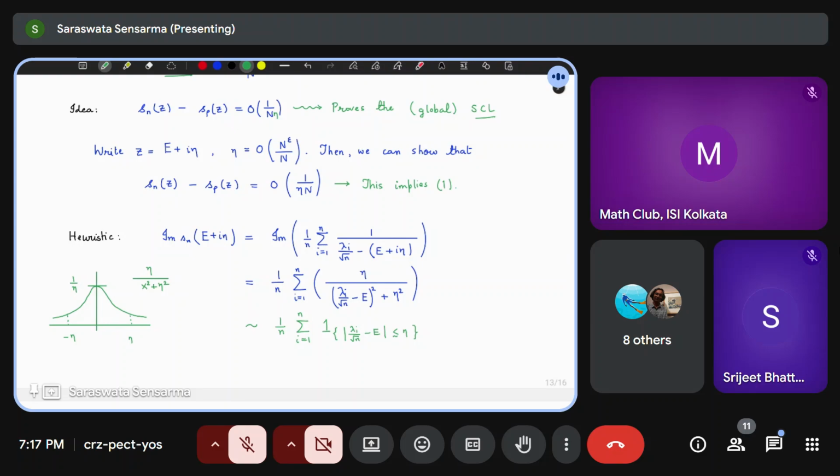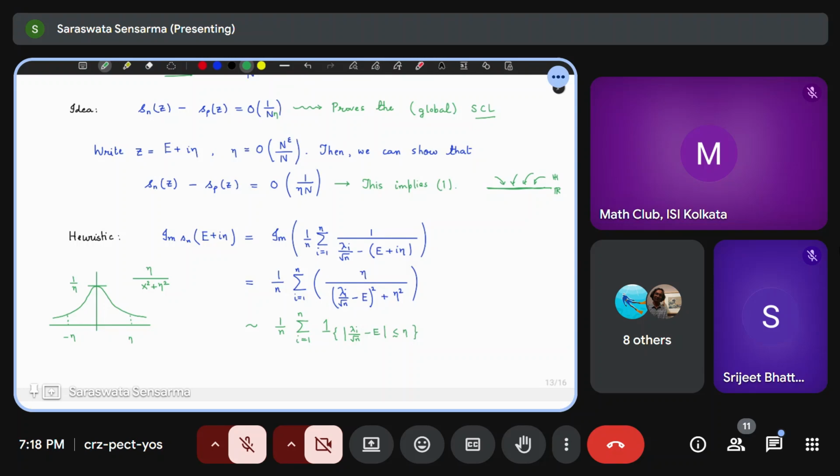And then you can show, if you write it in this form and you take eta to be n to the power epsilon over n, decaying fast, so you're looking at regions approaching the real line from the upper half plane, then the gap between the Stieltjes transforms s_n(z) minus s_rho(z) is still decreasing. It requires a little bit of proof, but this would actually imply the first result.